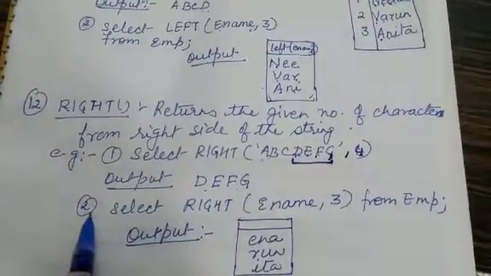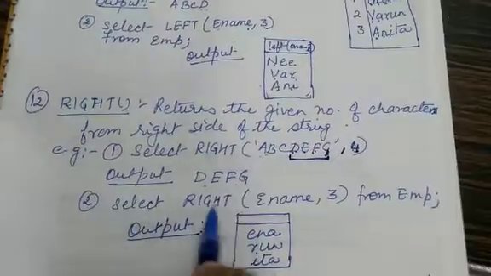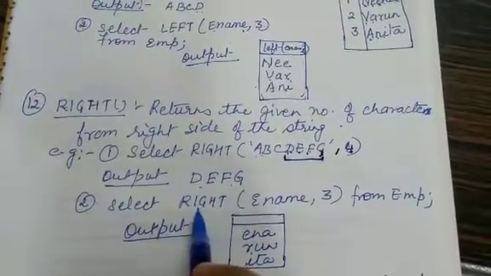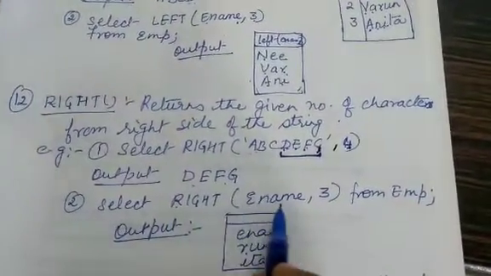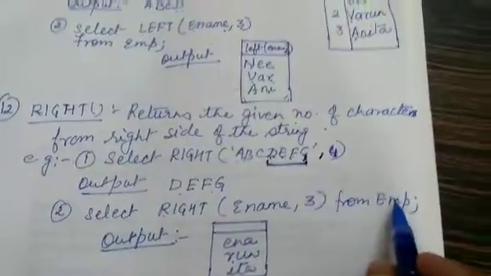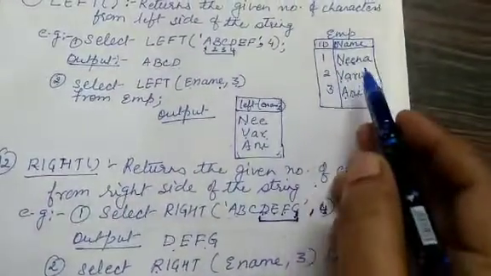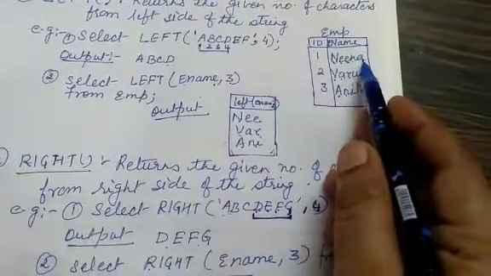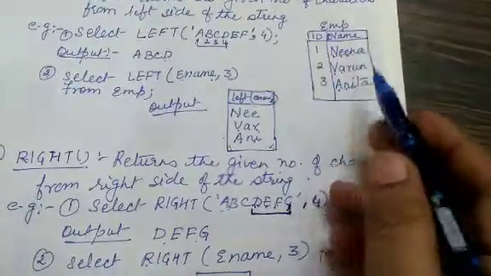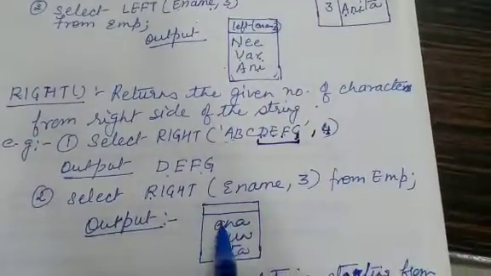Now next example. You can use it on a table also. SELECT RIGHT(ENAME, 3) FROM EMP. So this is the EMP table. So now RIGHT from the right-hand side, 3 characters. So 1, 2, 3. So ENA. So this is the first output, ENA.